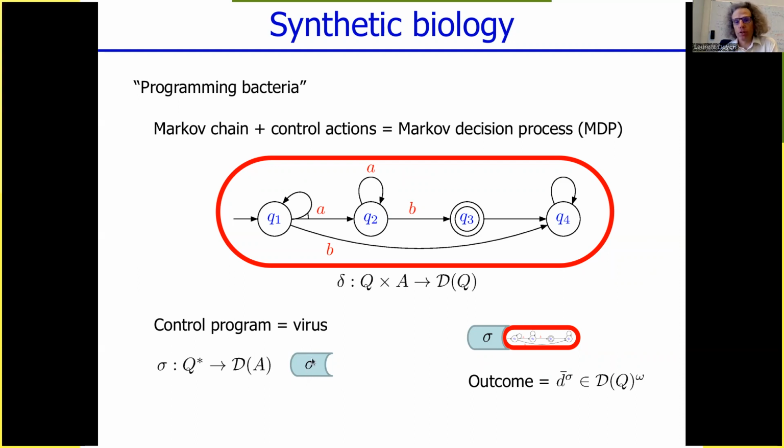So now this virus can be duplicated by biologists, and so it will attach to the bacteria. And once the virus is attached to the bacteria, it will control the actions, and therefore it will be a purely stochastic process that generates a sequence of distributions over the state space of the bacteria, the state space Q, but it is parameterized by the control program sigma that we also call strategy in the rest of the talk. So now the question is, what do we want to achieve with this control program, with this strategy?